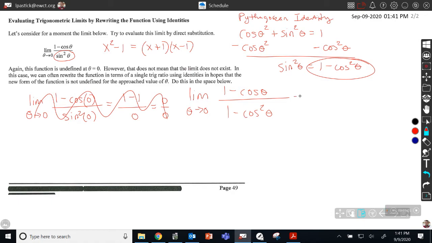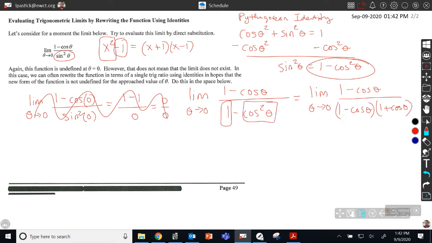So what we can do is we can factor out that bottom component. Limit as theta approaches 0 of 1 minus cosine theta over 1 minus cosine theta times 1 plus cosine theta. So that's a perfect square binomial. Okay? That's not right. That's, what's it called? Difference of squares binomial. Excuse me. Difference of squares. Because you got one square here and one square here. So now that we have that factored, that's good.